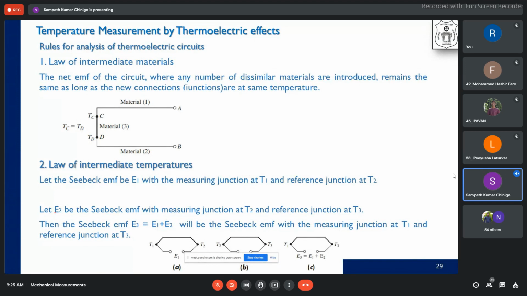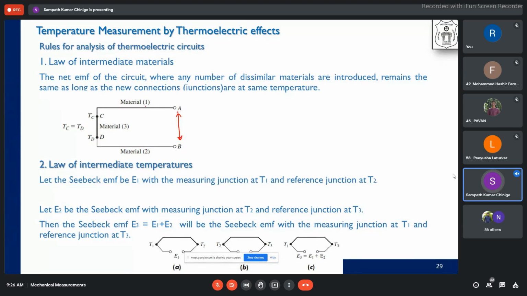The net EMF of the circuit, whatever the EMF that is induced between these two junctions, where any number of dissimilar materials are introduced, remains the same. It will not change as long as the new connections are at the same temperature.